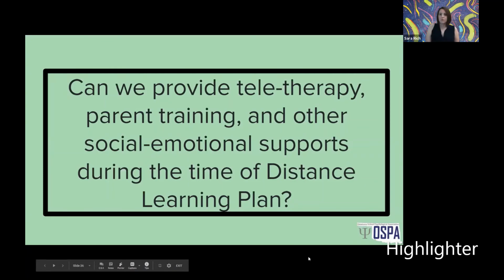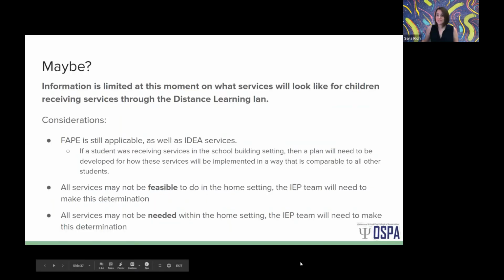What about our kids actually that are needing those services like teletherapy, parent training? Instead of doing a behavior intervention plan, can we do parent training, or can we help provide social emotional supports through this distance learning plan? The answer is maybe. Again, information is really limited right now on what this looks like and what service delivery is going to look like. And again, it's going to vary considerably from district to district.